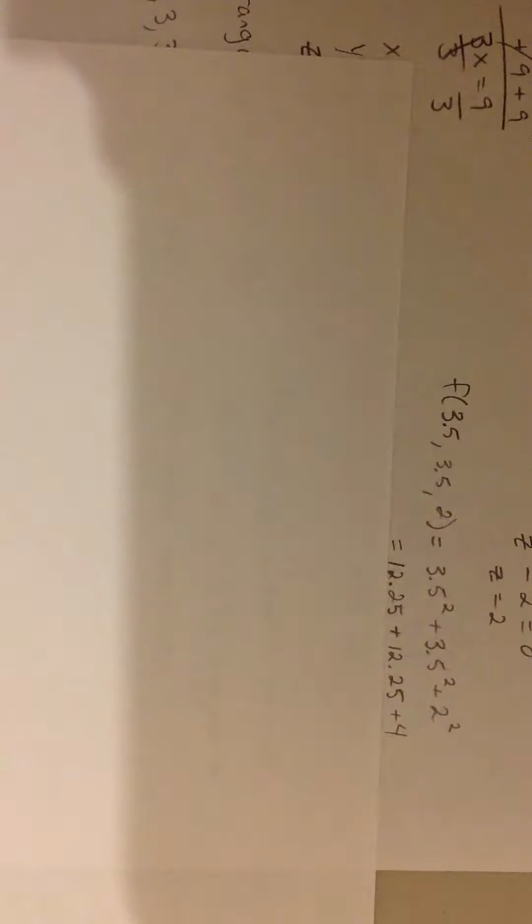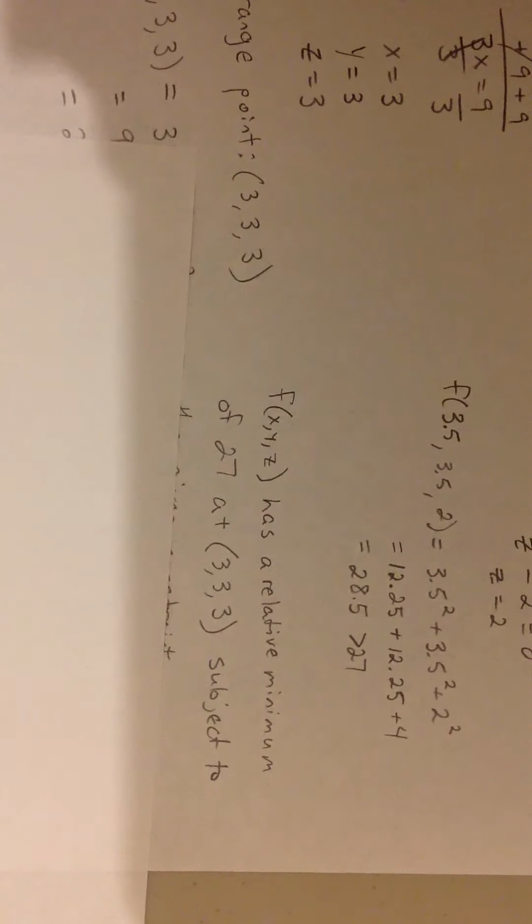So at that point, even though we knew we had a minimum, we've now shown we have a minimum because it's smaller than points that are relatively close. So we can say f of x, y, z has a relative minimum of 27 at 3, 3, 3, subject to the given constraint.